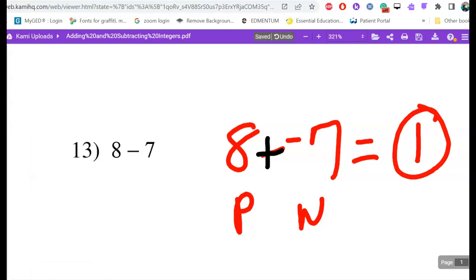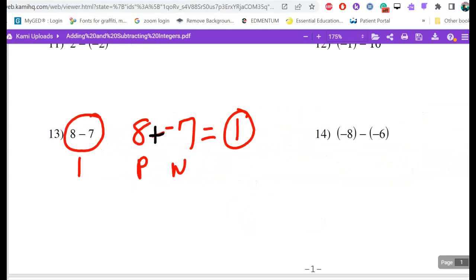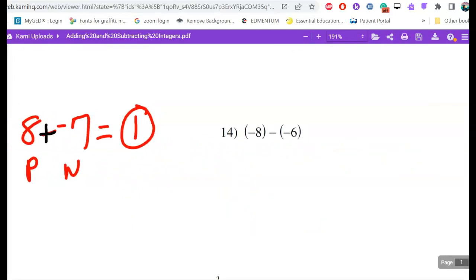So remember, even with regular old subtraction problems, you're still applying the subtraction integer rules. You know that a regular old 8 minus 7 is going to be 1. Even following the subtraction rules for integers, you're still going to end up with 1. So some of them are very, very easy to see. Okay? Let's take a look at what number 14 tells us.